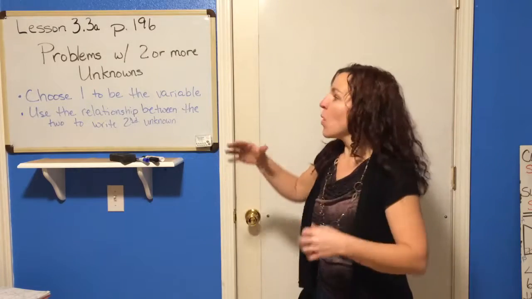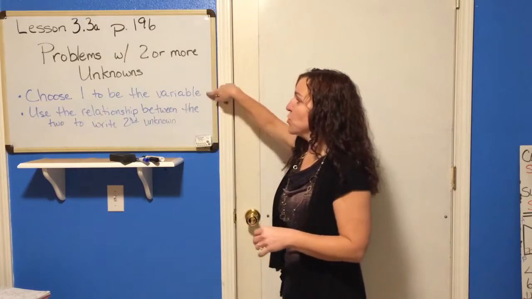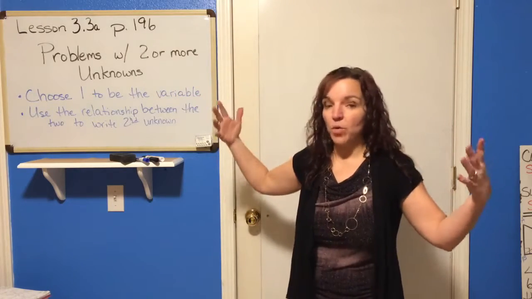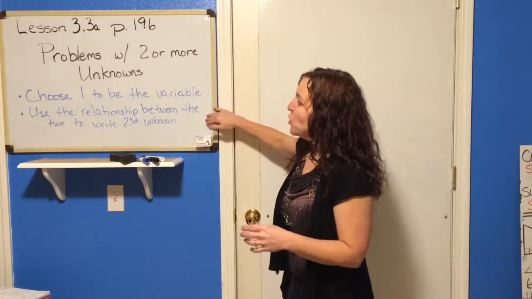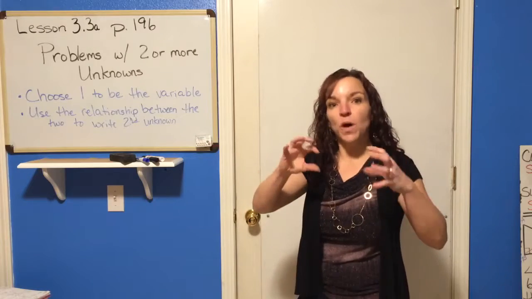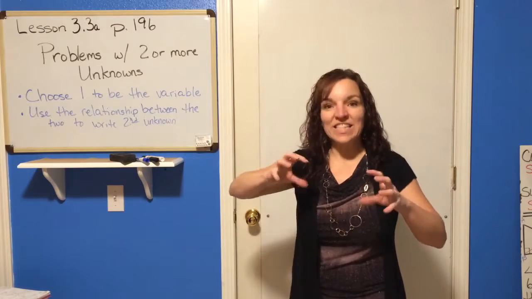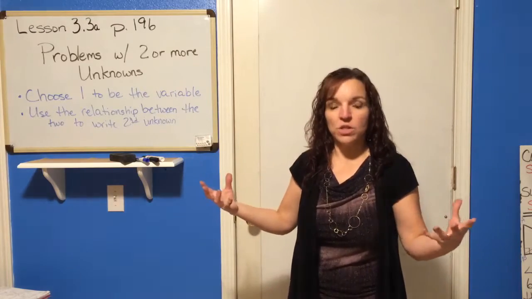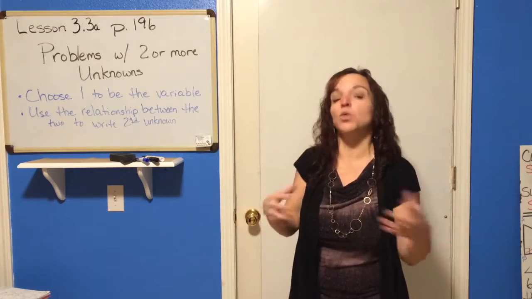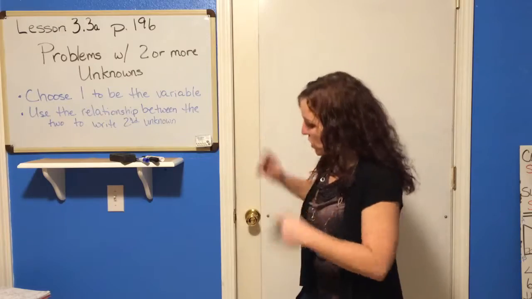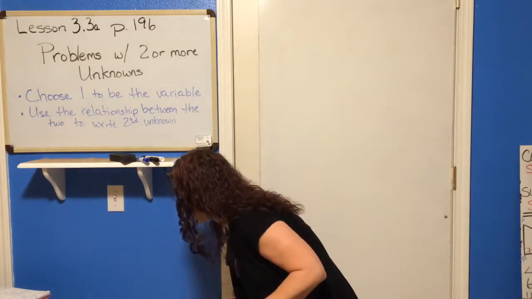So if you have two or more unknowns, we can only solve for one unknown, one variable at a time. So what we have to do is first just choose one of the unknowns to be the variable. That's your x. This number is going to be x. Then use the relationship between the two unknowns in order to write the second unknown. So instead of x, you've got x plus 3 or x times 2 or some relationship between the two. Let me show you what I mean by that.